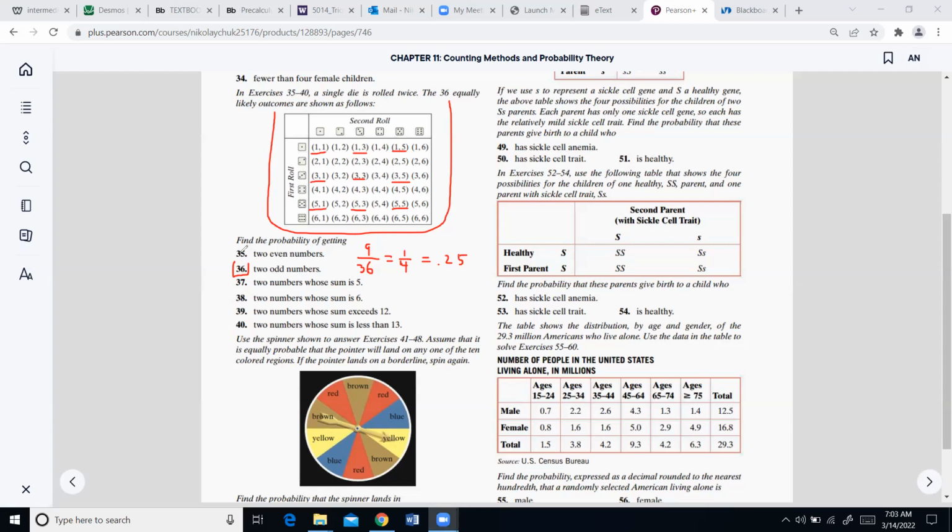You want to do 35 for 2 even numbers? Sure, we can also do that. So we can try number 35. I think the answer will be exactly the same, right? So if you get 35, it's 2, 2, 2, 4, 2, 6, 4, 2, 4, 4, 4, 6, and then 6, 2, 6, 4, and 6, 6. So to get evens, we also get 9 out of 36, which is going to be 1 out of 4, or 0.25.